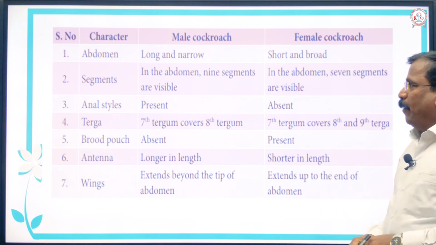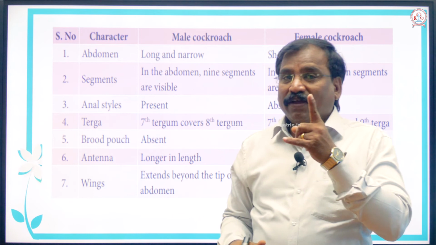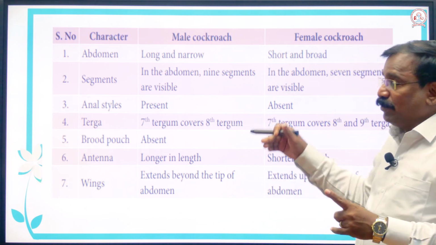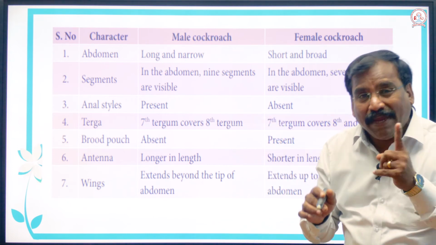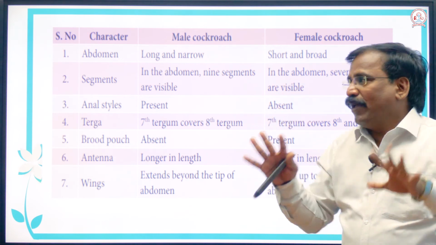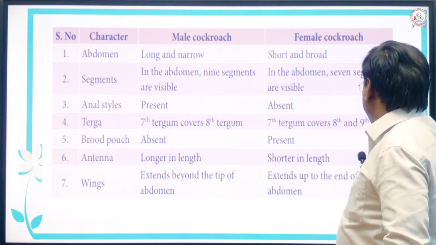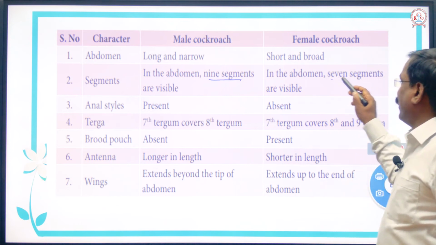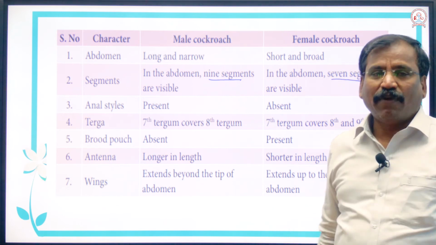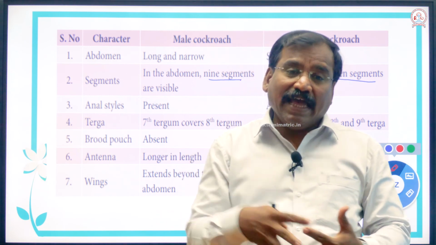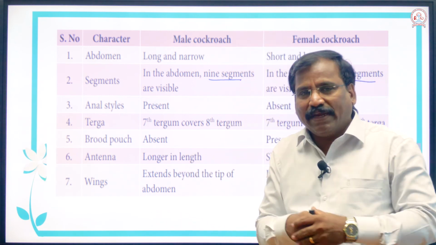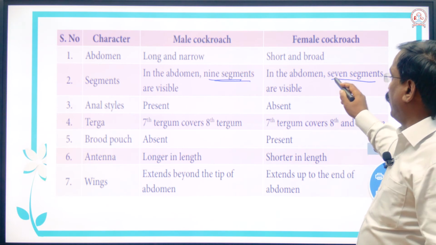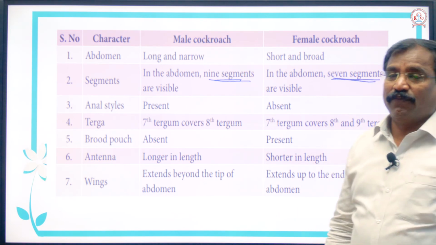Segments. Listen, I am repeating, though it is made up of 10 segments, both male and female cockroaches are made up of 10 only, but visible are 9 segments here. In female, only 7 segments are visible, the others are fused. They are there but fused. It looks like a single segment. So 9 segments are visible in male, very important. Here 7 segments are visible in case of female.